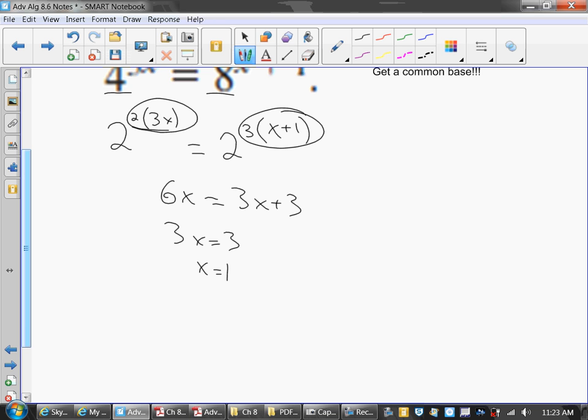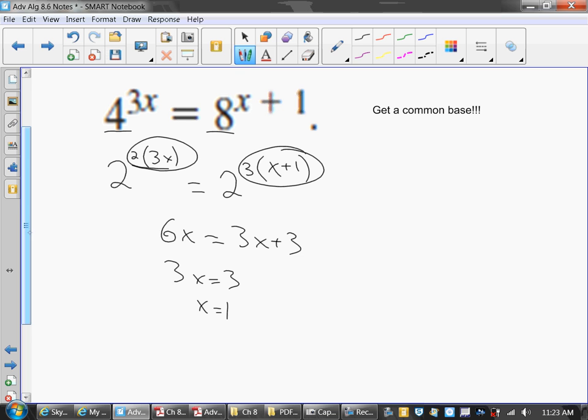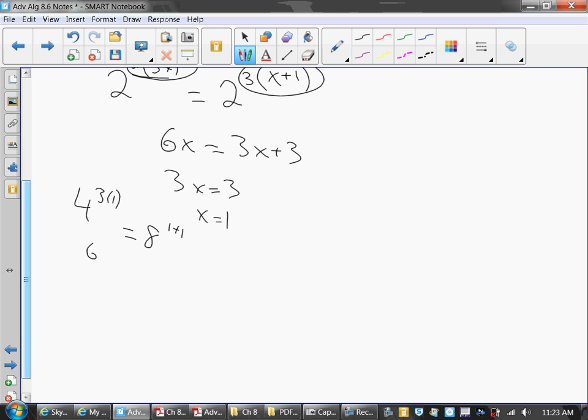Yeah, just substitute back in. So you can check it this way as well. 4 to the 3 times 1, does that equal 8 to the 1 plus 1? So does 64 equal 64? Yeah. So it's very easy for a lot of these problems we would go back and check. All right? All we did there was just create the same base.